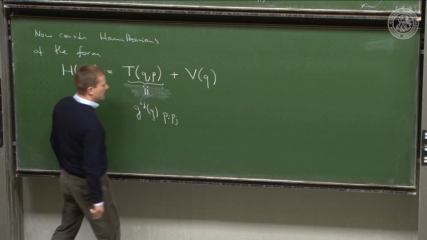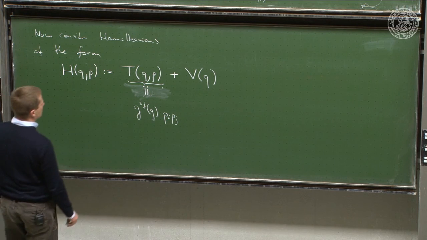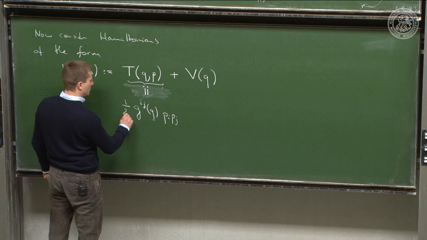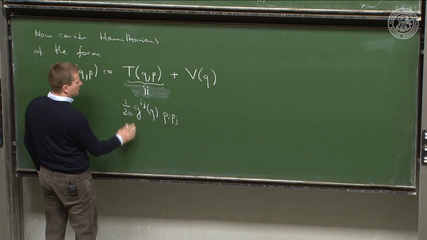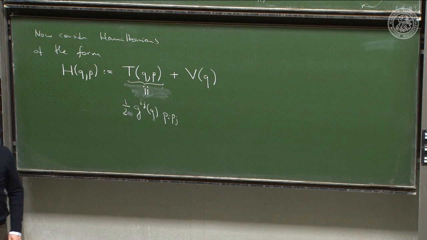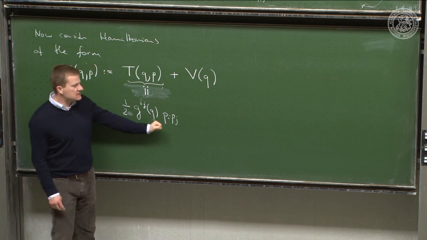p_i, p_j. So in other words, we'll have a quadratic kinetic term. And you can put a 1/2 in front, like 1 over 2m, where we just put a 1/2 in front. Okay? So mass is 1, or you absorb it, something like that, for our theoretical investigation. So we look at Hamiltonians that have this kinetic term.